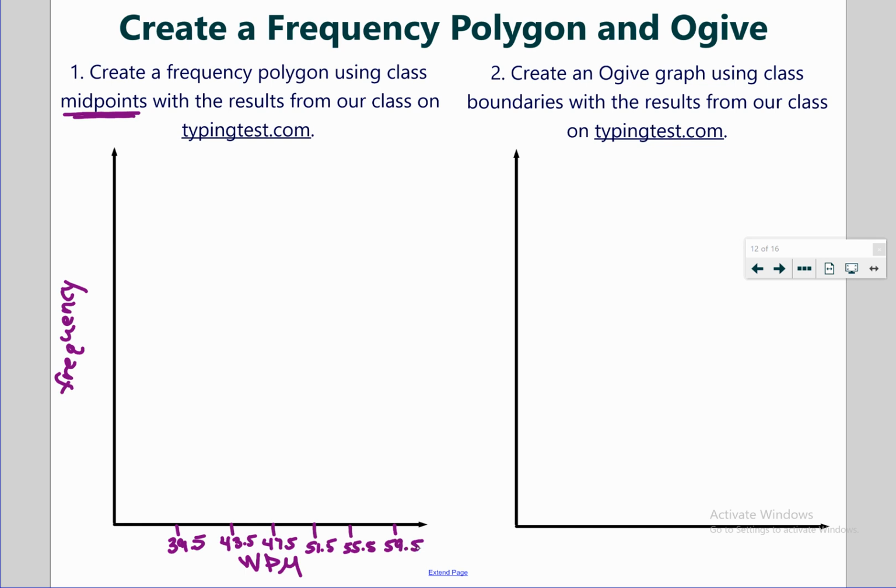Okay. Then we're going to add an extra class width on either side. So on the left, I'm going to subtract 4: 35.5, and I'm going to make a point. That's where my frequency polygon is going to start. Don't forget your little break there because it's not beginning at 0. And then on the right, 59.5, I'm going to add 4 to that: 63.5, that's where my polygon's going to end. Okay. What's the highest frequency we had in our table on Friday?